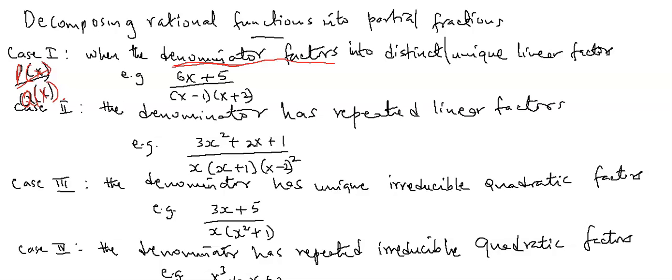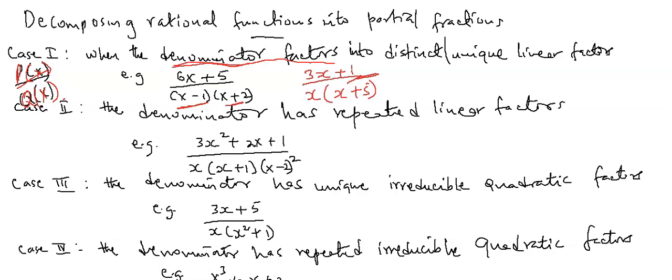So case 1 is where the denominator factors into distinct or unique linear factors. For example, 6x plus 5 over x plus 2 times x minus 1. X minus 1 and x plus 2 are linear factors, and they are distinct, they are unique. Or something like 3x plus 1 over x times x plus 5. X is a linear factor, x plus 5 is a linear factor. So this is case 1.